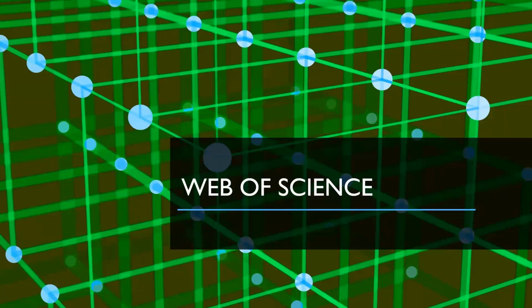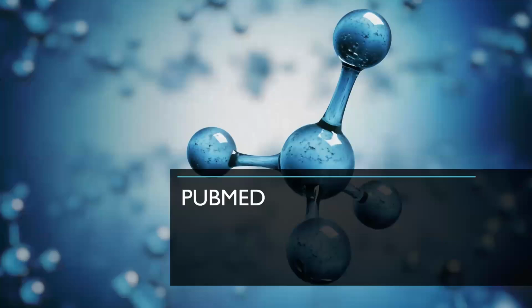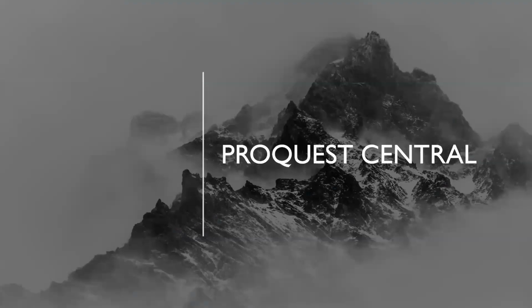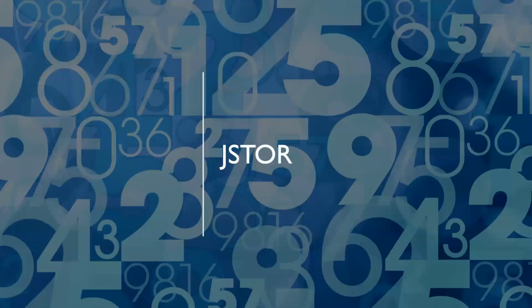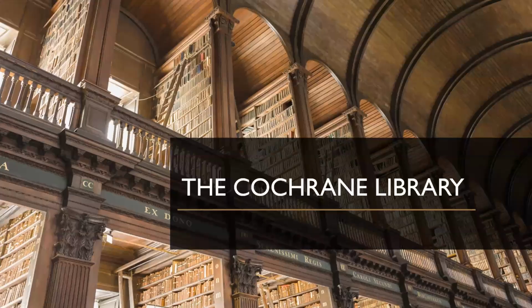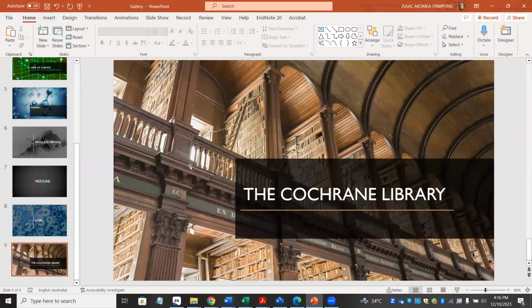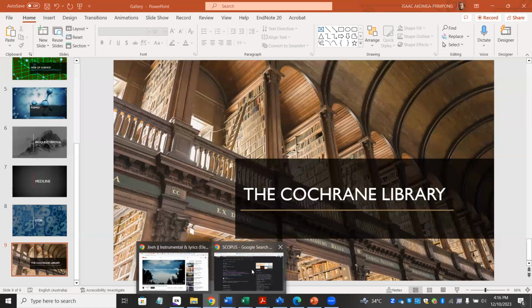We also have Web of Science, which is also one of the academic databases. We have PubMed, ProQuest Central, Medline, JSTOR, and the Cochrane Library. All these databases are very popular in doing your research, but it depends on the field and the area where you are. Okay, so without wasting time, I'll take you to Scopus.